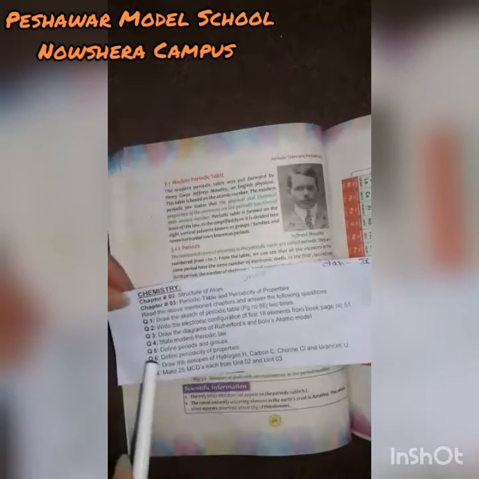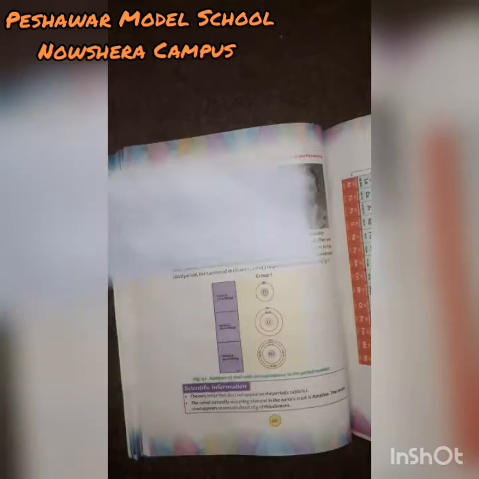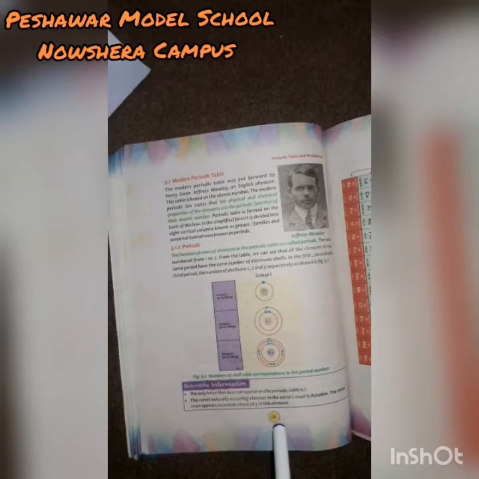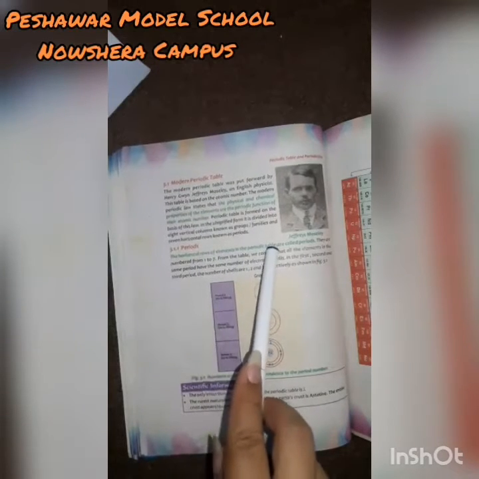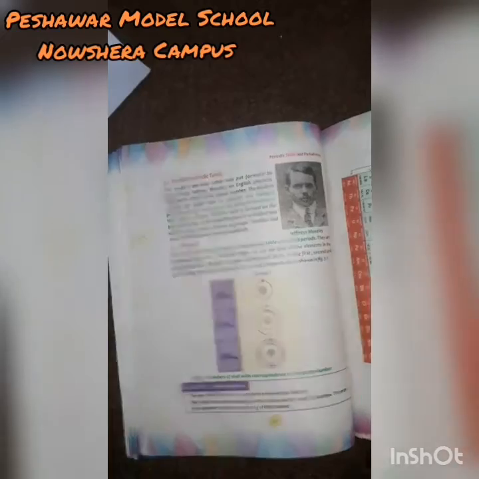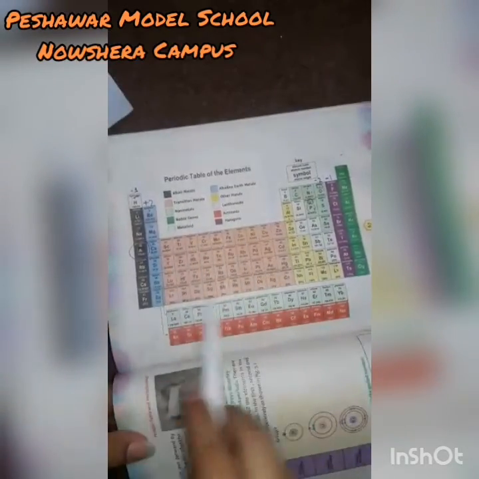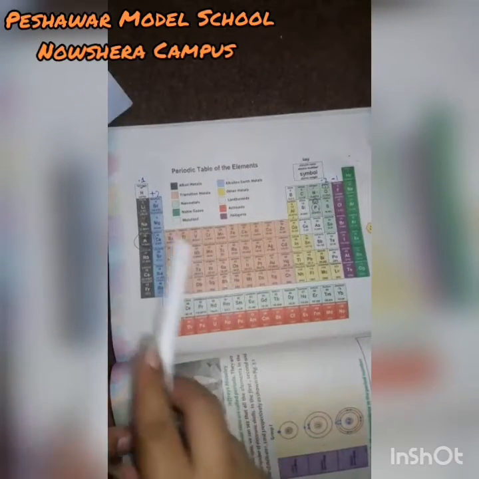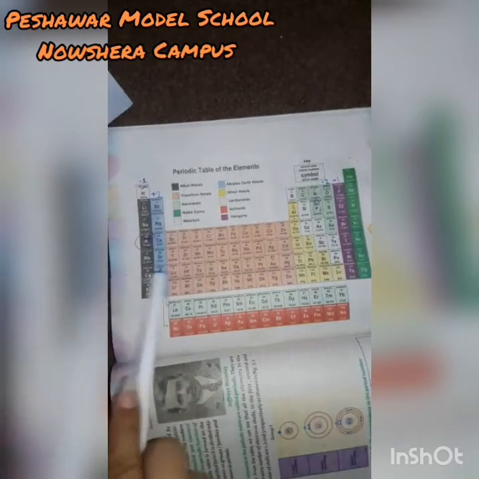Now look at question number 5. Define periods and group. Look at the definition of periods, present on page number 66. The horizontal rows of elements in the periodic table are called periods. In total we have 7 periods in the periodic table. This is the first period, second, third, fourth, fifth, sixth and seventh.